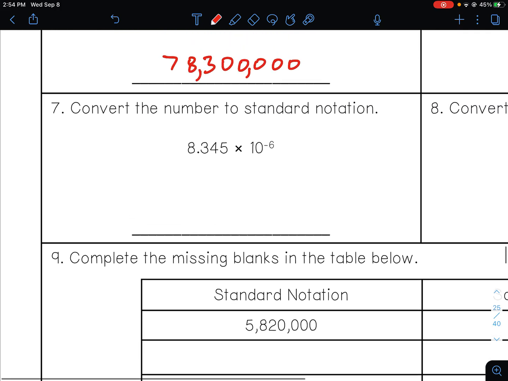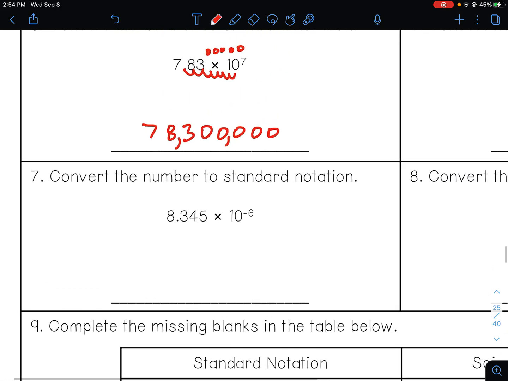Let's try the negative numbers. All right, we have a negative number, so we should expect this number to get even smaller. How do we make it smaller? Well, we go in the opposite direction. We go left. So we go 1, and then we have to go 6 more places. 2, 3, 4, 5, 6.